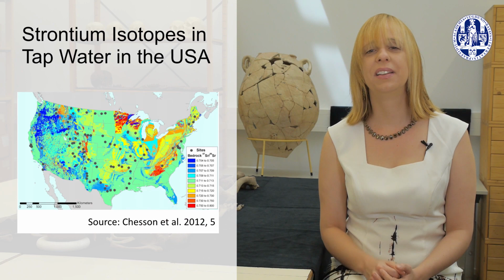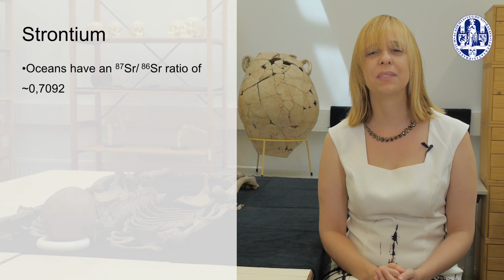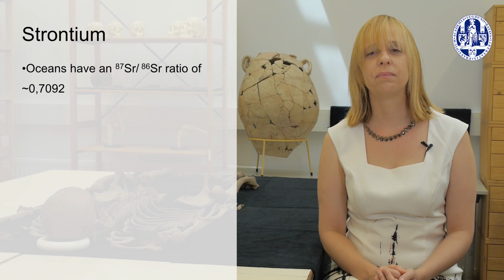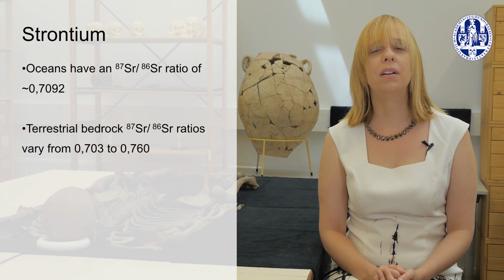This figure shows the strontium-87 to 86 values of bedrock from the United States. Such maps are called isoscapes. Importantly, the world's oceans have a near constant strontium-87 to 86 ratio of 0.7092. Areas along the coast will have the same or at least a very similar value. Moving inland and away from coastal environments, bedrock strontium-87 to 86 ratios have been found to vary between 0.703 and 0.760.